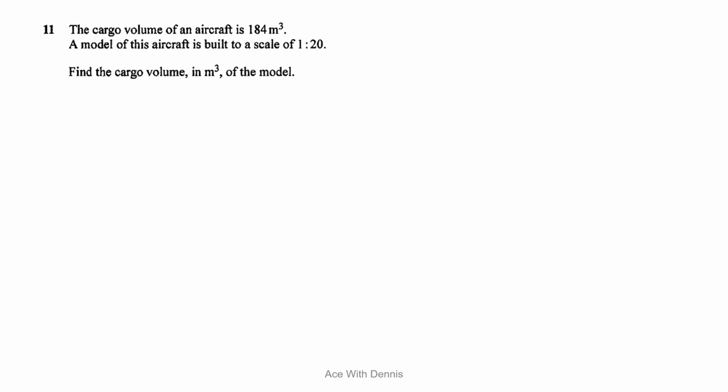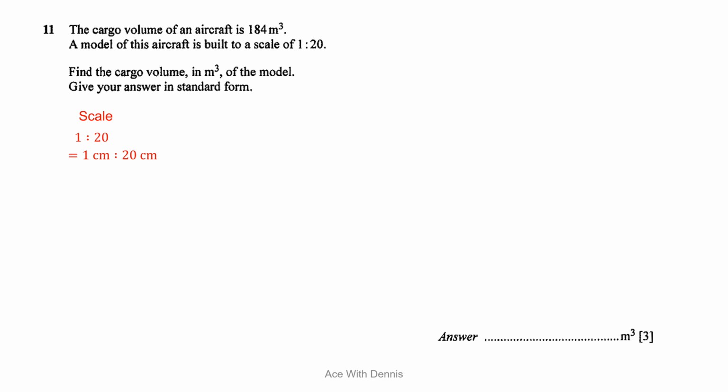Question 11. The cargo volume of an aircraft is 184 meters cubed. A model of this aircraft is built to a scale of 1 to 20. Find the cargo's volume in meters cubed of the model. Give your answer in standard form. 3 marks. So given the scale 1 to 20, which means 1 centimeter is to 20 centimeters. Since this question wants us to leave the answer in meter cube, we convert the centimeters to meters.